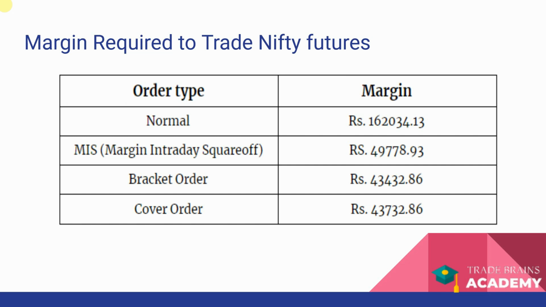And similarly for a cover order, the concept is very similar to bracket order. The only difference is you don't have to specify the target price, you just have to specify the stop loss. So the amount of margin required to trade bracket order and cover order is almost the same. So these are the 4 different kinds of trades and the amount of margin required for each of them.